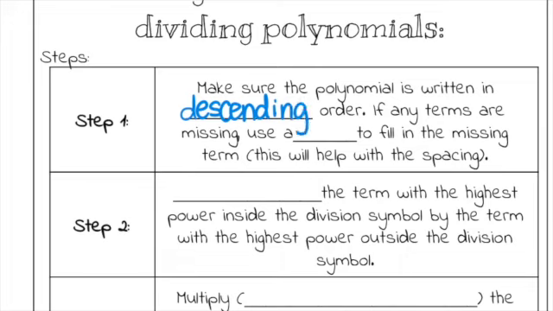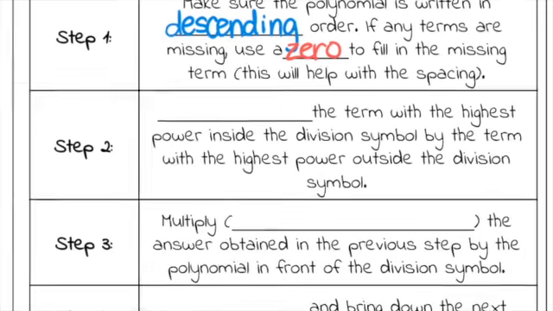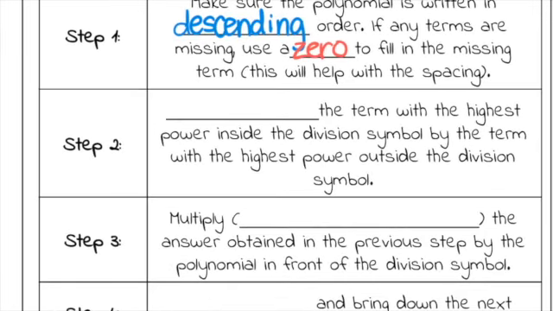After we do the descending order, if any terms are missing, so let's say that I have x to the 5th, and then I have x to the 4th, and then I jump all the way to x squared, and I'm missing that x to the 3rd, you actually are going to have to put a placeholder of 0. The reason you want a placeholder is because you want to make sure everything lines up properly when you're doing your division. And again, this will help with the spacing and making sure things are lined up.